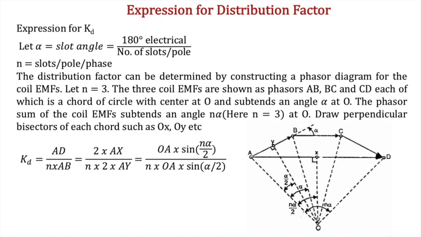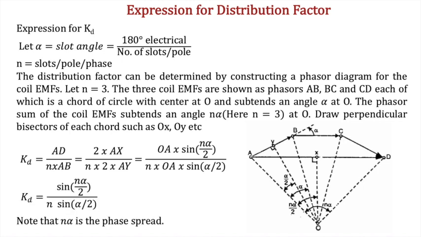So, generalizing the expression, you can get it as OA into 2 sine N alpha by 2 divided by N into OA into 2 sine alpha by 2. So KD will be equal to sine N alpha by 2 divided by N sine alpha by 2, where N alpha is the phase spread of the given winding.